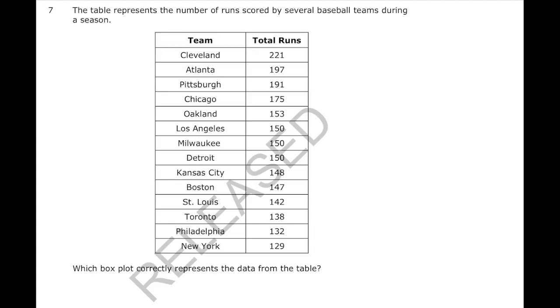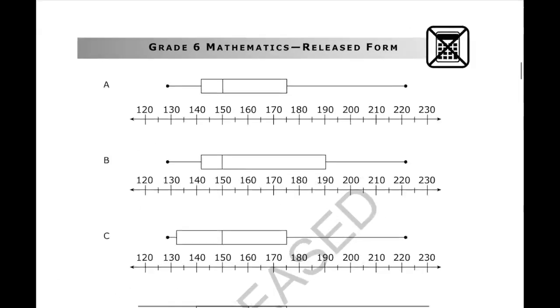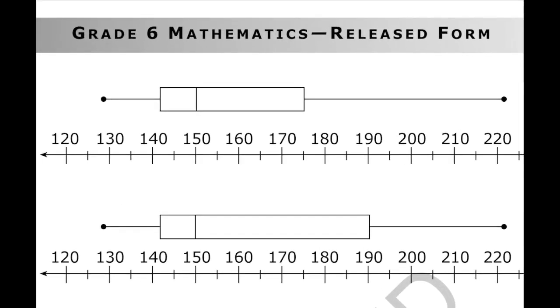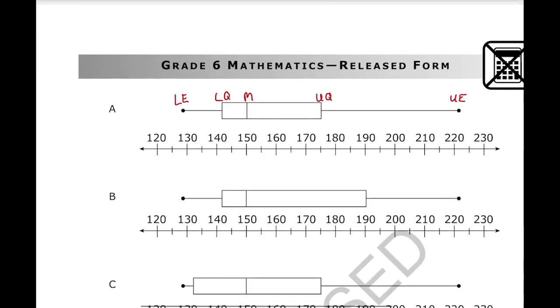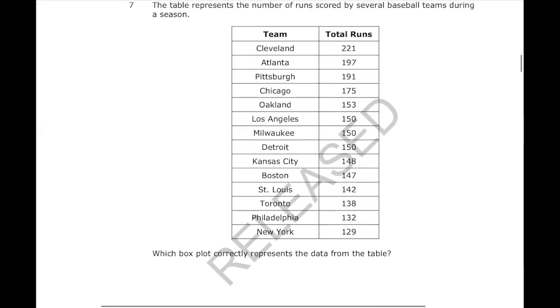Number 7 gives us a large table that represents the number of runs scored by several baseball teams during the season. It then asks which box plot correctly represents the data. So remember, for these box plots, we're always presented with 5 major points: the lower extreme, the lower quartile, the median, upper quartile, and upper extreme. So, in order for us to see which one is graphed appropriately, we need to find those values.